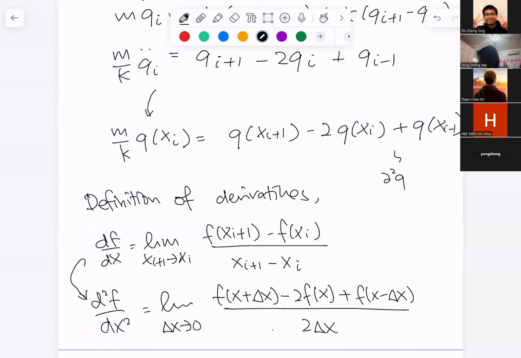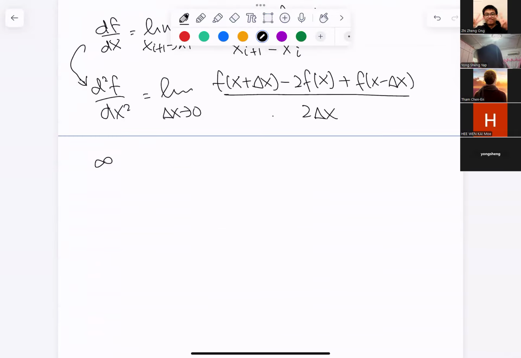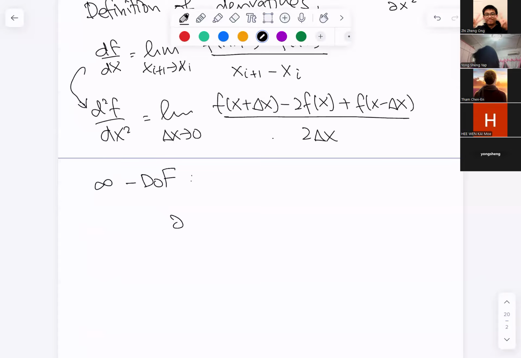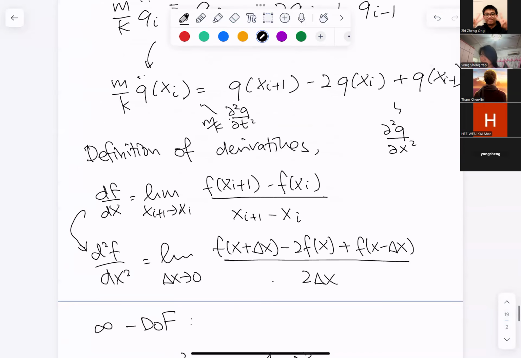You can see that this looks like the second derivative of q with respect to x, and this is the derivative of q with respect to t. Basically in the infinite limit, so in infinite degrees of freedom, the oscillator looks something like this equals c squared over 1 partial q partial x squared. The c squared over 1 is basically this k over m thing over here.